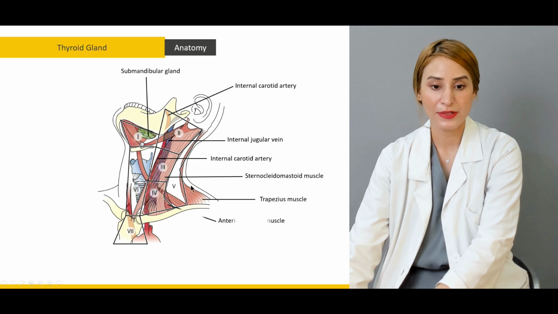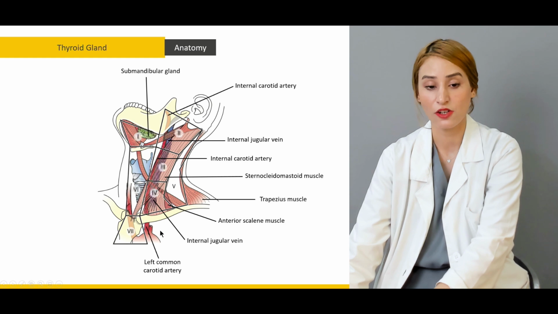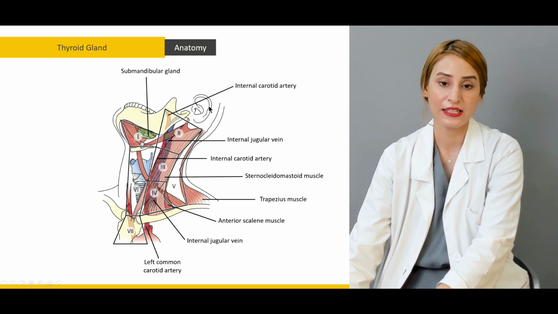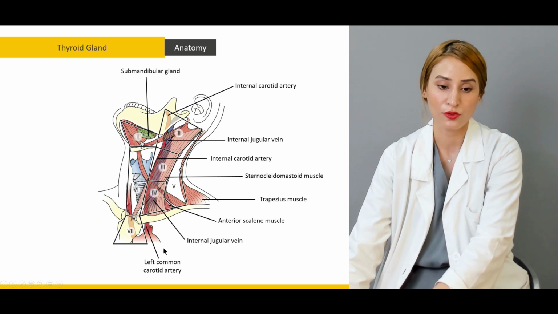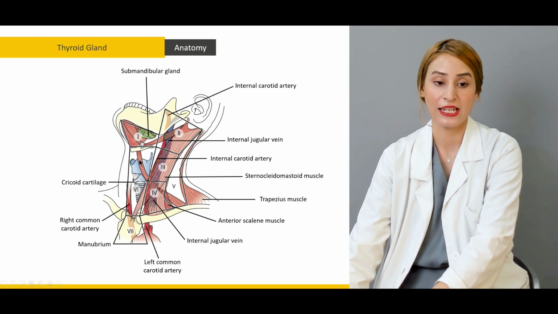There's also the trapezius muscle, and you can also see the anterior scalene muscles. This is the internal jugular vein, and right here you can also see the common carotid. As I was telling you a couple of minutes ago, the internal carotid is a branch of the common carotid. You can also appreciate the manubrium at the second costal cartilage, the right common carotid artery, and the cricoid cartilage.